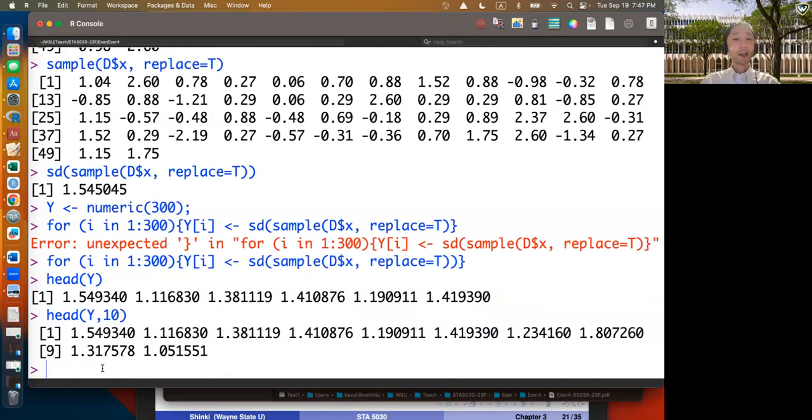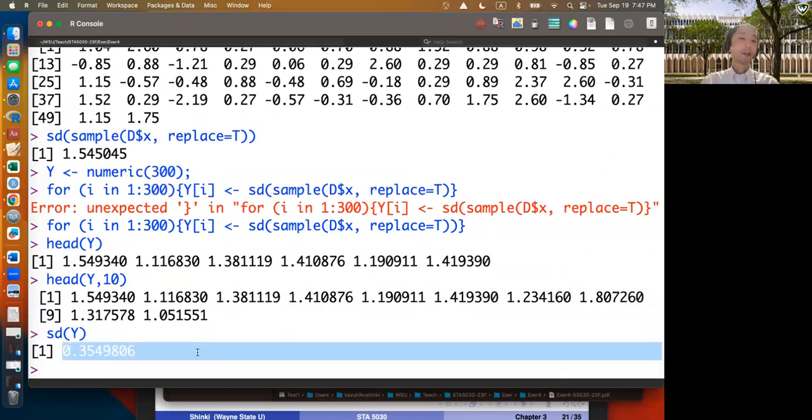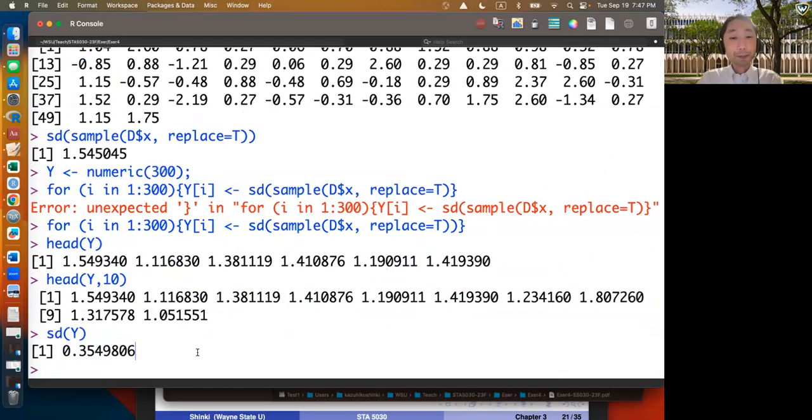And we want to see how reliable this standard deviation is. So we take the standard deviation of y. My answer is 0.354. If you repeat this, maybe you get a different answer, but this is what we want to see. Sorry, I think some rooms got 0.22 or something. I don't know what's wrong with that. Maybe just by chance. But my answer is 0.354.